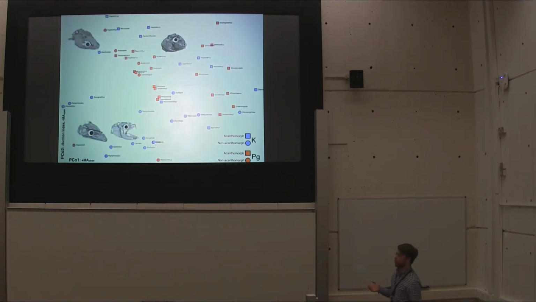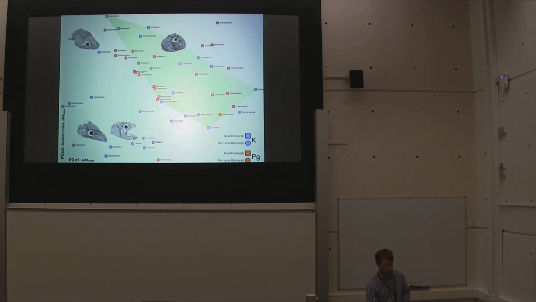We can also ordinate all of our functional traits using a principal coordinate analysis and produce a similar sort of plot. So here the first principal coordinate is primarily correlated with the jaw closing mechanical advantage, whereas the second principal coordinate is associated with suction index and the opening mechanical advantage. And here are the function space occupations of acanthomorphs and non-acanthomorphs.